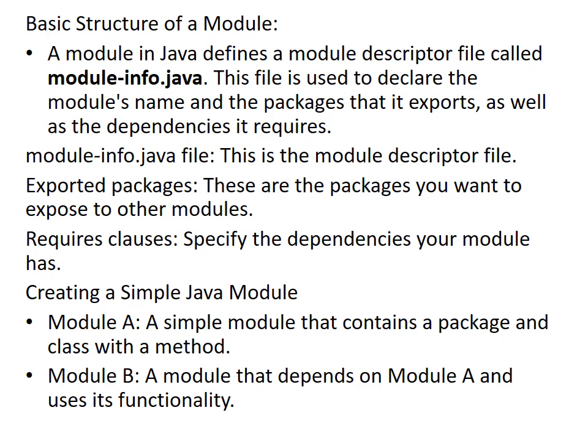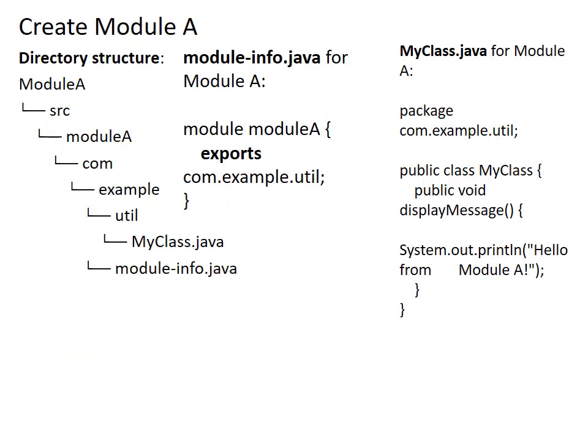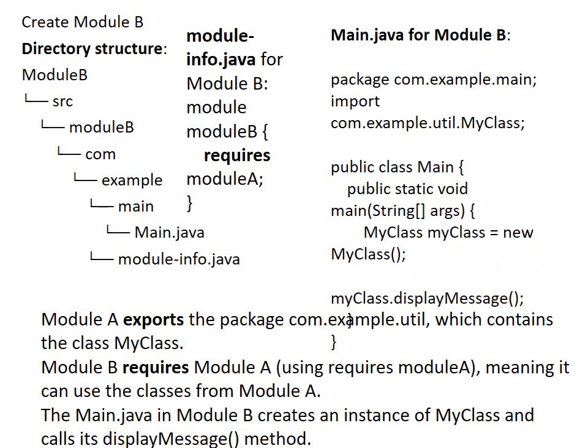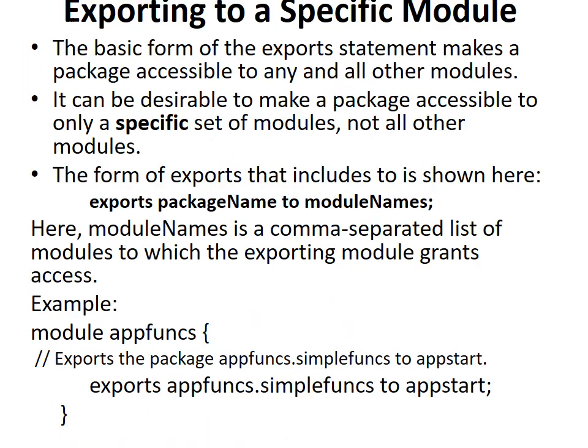So there are two modules, module A and module B. Module A contains a package and class with a method. Module B depends on module A and uses its functionality. Class of a Java, MyClass, module A. So module A exports the package com.example.util, which contains the class MyClass. Module B requires module A. It can use the classes from module A. The Main.java in module B creates an instance of MyClass and calls its display message.